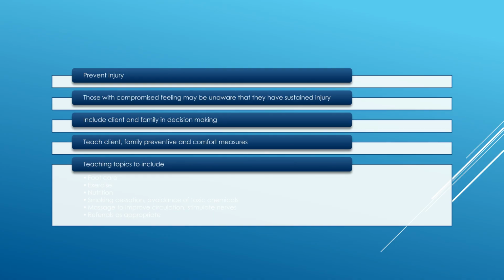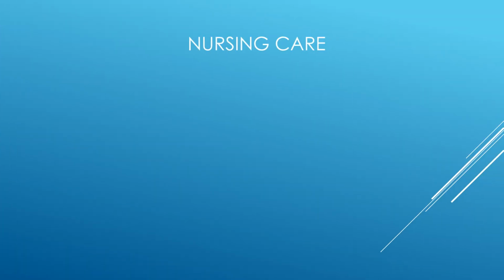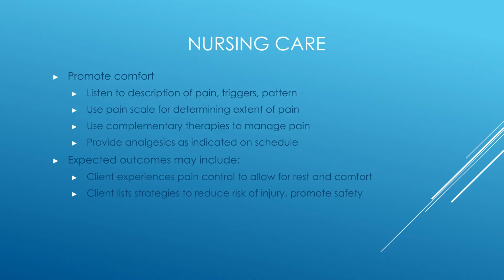Key interventions include injury prevention, as those with compromised feeling may be unaware of injury. Include the client and family in decision-making, and teach them preventative and comfort measures. Teaching topics should include foot care, exercise, nutrition, smoking cessation, and massage to improve circulation. Nursing care also focuses on promoting comfort by listening to pain descriptions, using a pain scale, employing complementary therapies, and providing scheduled analgesics. Expected outcomes include pain control and reduced injury risk.